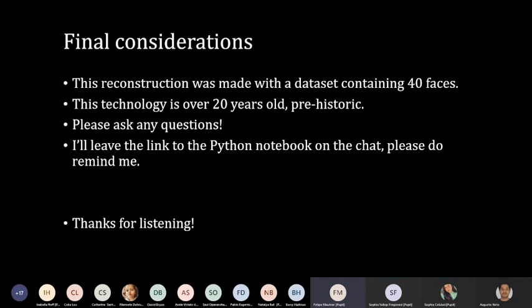So some final considerations just before I run out of time: this algorithm, Eigenfaces, was developed by MIT graduates over 20 years ago. 20 years ago, it's completely prehistoric. It's completely obsolete in technology, especially in artificial intelligence. So you can think of the capabilities that we have today using neural networks and other machine learning algorithms. Also, this reconstruction was only made with 400 images of just 40 different people. So with only that, and once again, with very low resolution, those images.